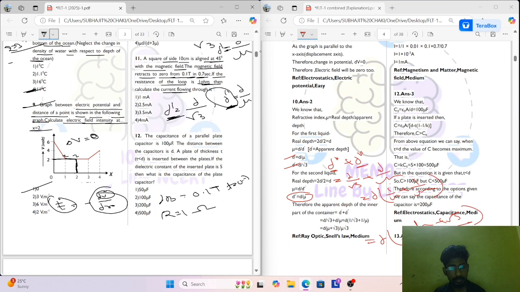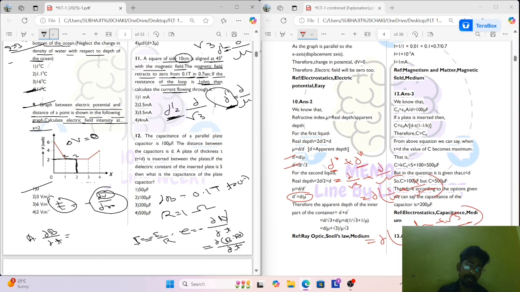There is only one formula for current: I equals E by R. How to calculate E? This is the EMF. From Faraday's law, E equals d phi by dt, and d phi equals d(B dot A). B means magnetic field, A is the area. So E is equal to A into dB by dt. A is 10 centimeter, which is 0.1 meter, and it is a square, so the area is side squared, 0.1 squared, which is 0.01. dB is 0.1 and the time is 0.7. So we got the value of EMF.